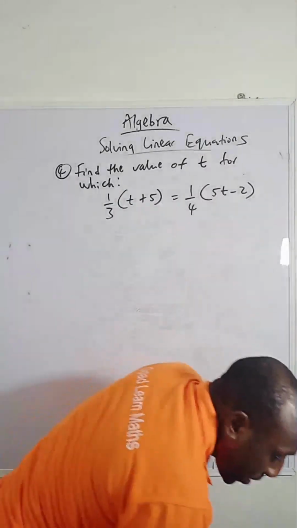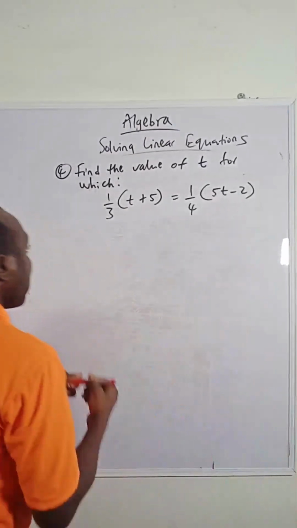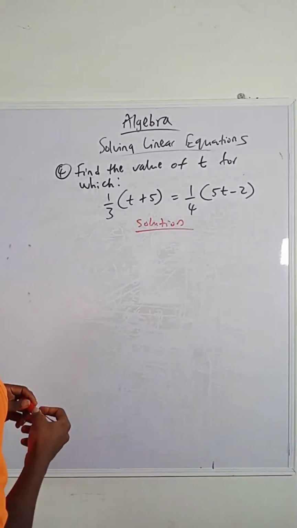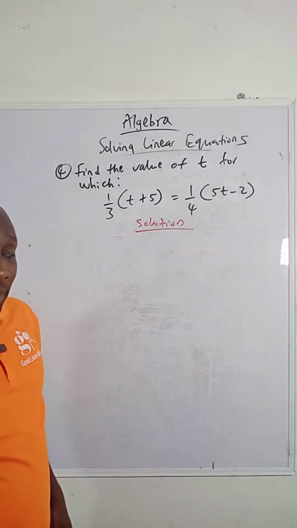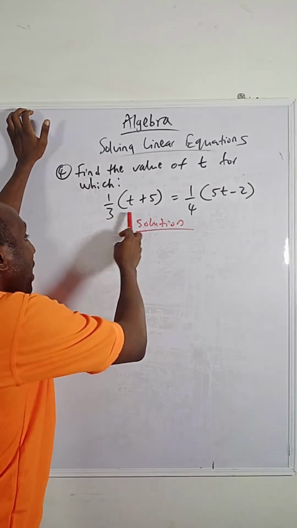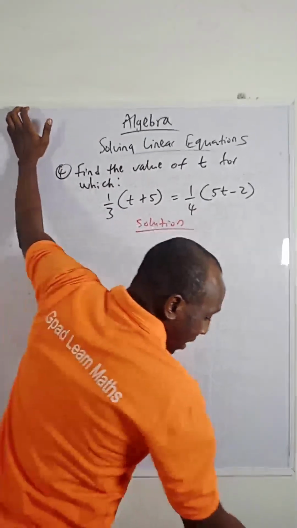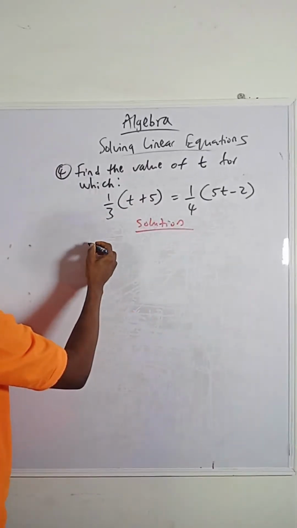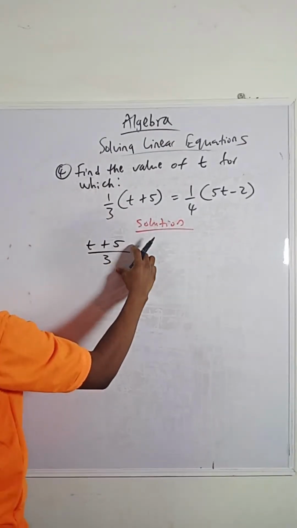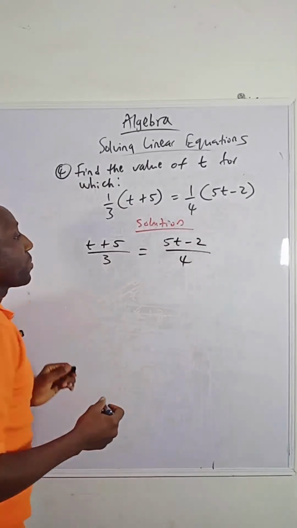Okay, let us now confirm if what those guys got is correct. Let's confirm that. All right, solution. Like I did in the previous example, I multiplied by the LCM of the denominators. This is 3, this is 4. Do you know that I can rewrite this like this? This can be written as t plus 5 over 3, because 1 over 3 times this can be written like this. And same thing here: 5t minus 2 over 4.